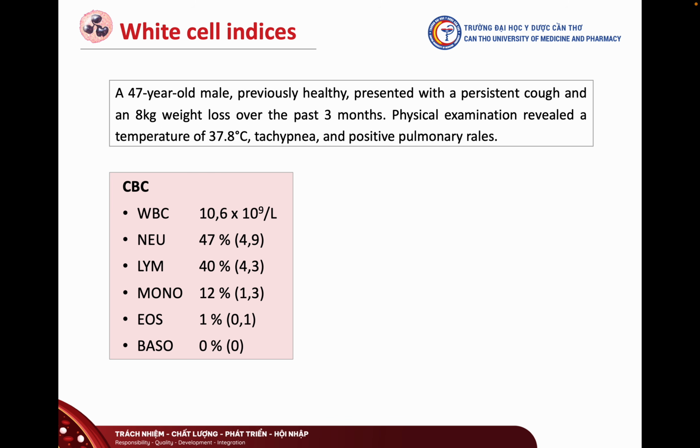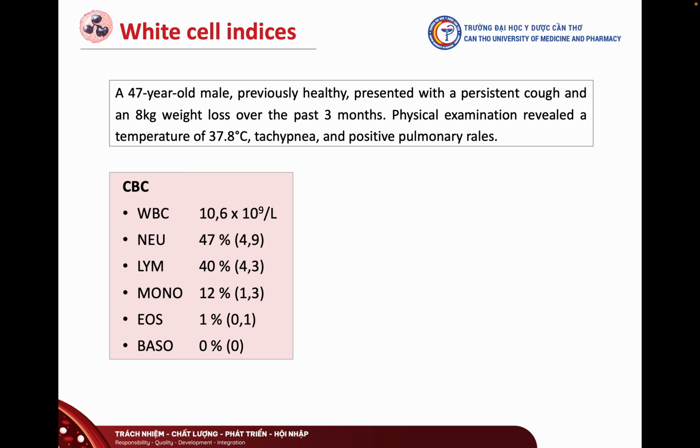Now we have a 47-year-old man, previously healthy, now presenting with a persistent cough and a significant weight loss of 8 kilograms over the past 3 months. His temperature is 37.8 degrees Celsius. He is also tachypneic with positive pulmonary rales on auscultation.